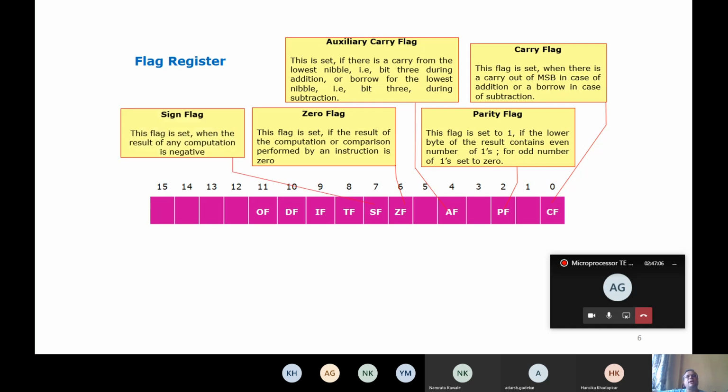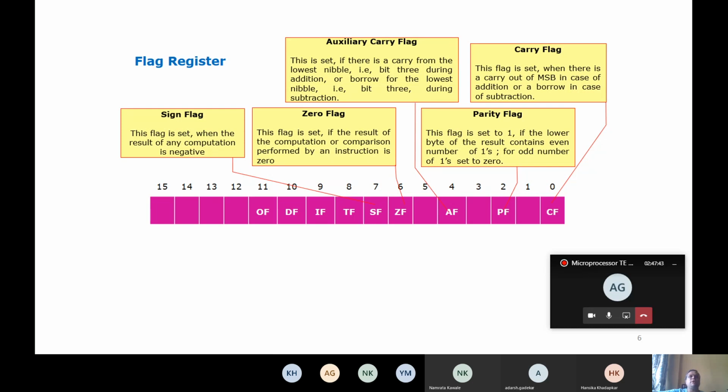Then the next flag is the sign flag, and its name itself will suggest that this flag indicates whether the sign of the result is positive or negative. This is a status flag, so the processor has to indicate the status. If the processor sets this flag, it indicates that the result of computation is a negative number, and if this flag is 0, it indicates that the result of computation is positive. So this flag indicates the status of the result, whether it is negative or positive.